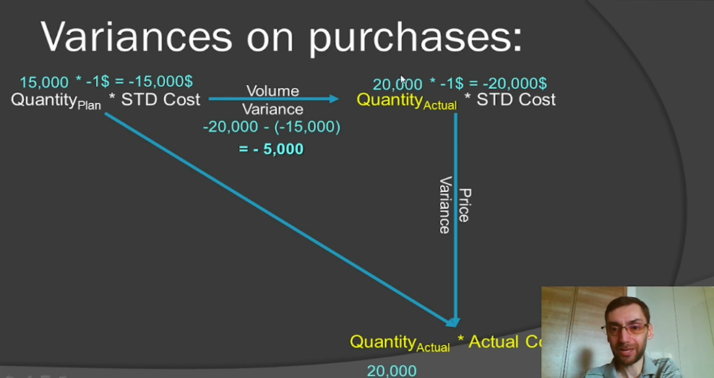And then we do the same for the price variance. As we said, the actual quantity is 20,000. You compare 20,000 with 20,000. It's the actual quantity that you really bought. And now you want to know what happened between the cost you already paid and the cost you planned.